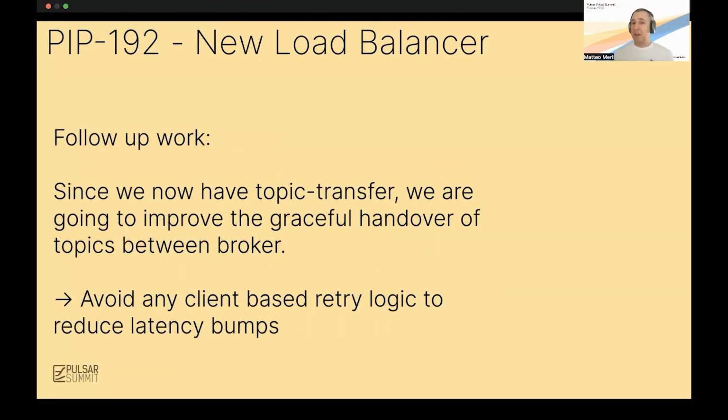So now that we have this concept of transferring topics, for the next version we want to improve and handle handover of topics a bit more gracefully. For example, we want to avoid any client-based retry logic, because that is what introduces latency. If you close the connection for a client, this client will redo service discovery and reconnect to other brokers, and if it fails, it will wait some time and try again. So all this works, but it takes time between these waits.